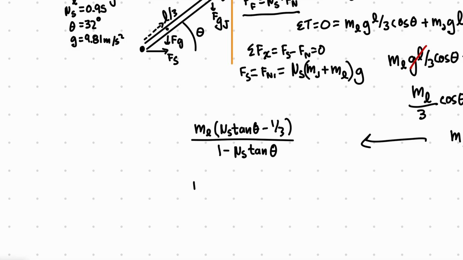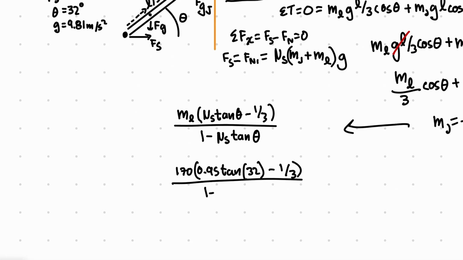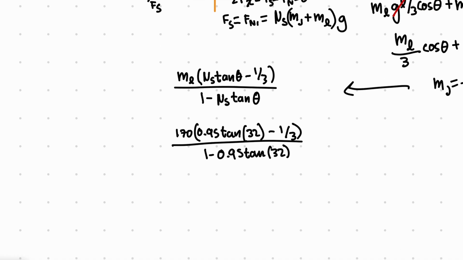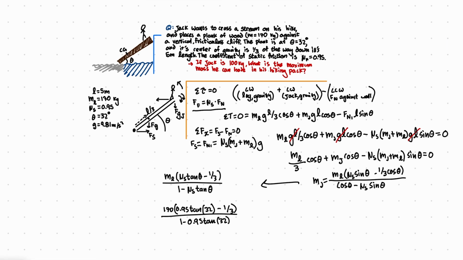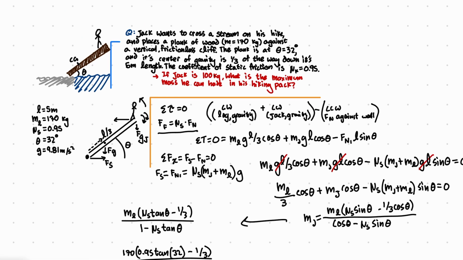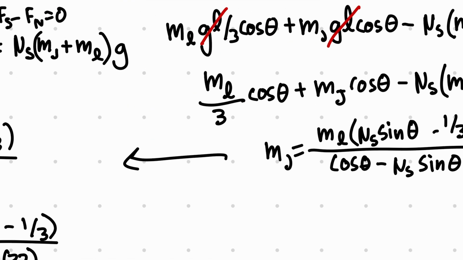So we're going to go 170 times 9, 5, tan 32 minus 1/3, and we're dividing that by 1 minus 0.95 tan of 32. Now, this is going to give us the total mass that we can have on our log, or the mass of Jack, I believe. Now, we know that the mass of Jack is 100 kilograms. So I guess a better label for this would be the mass of Jack plus his pack.